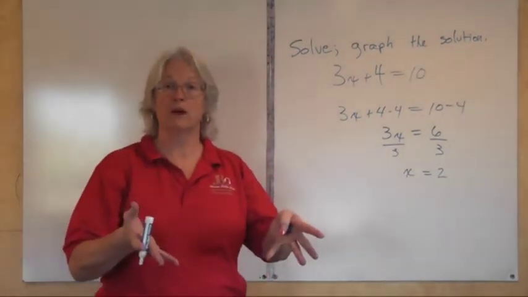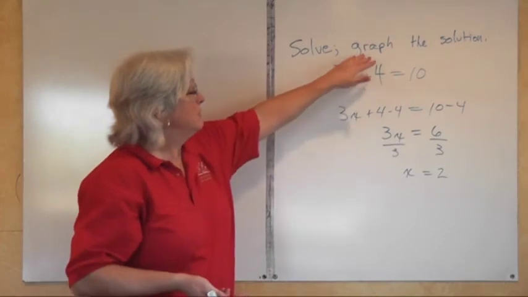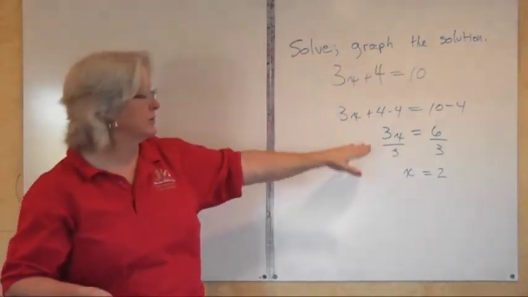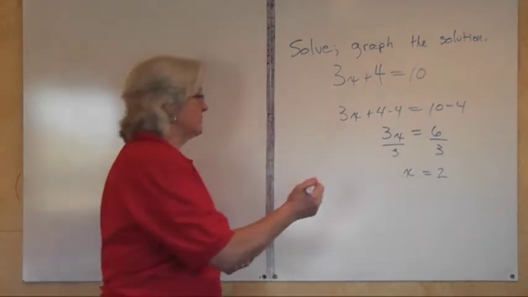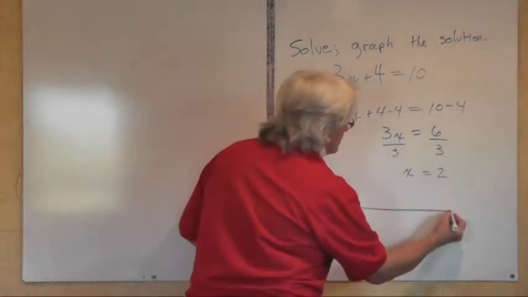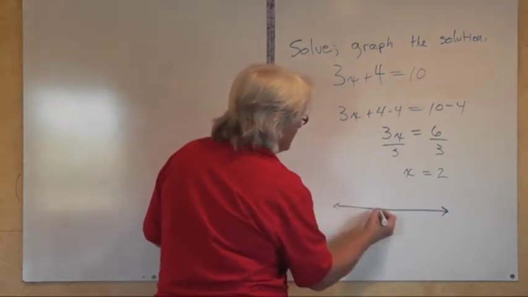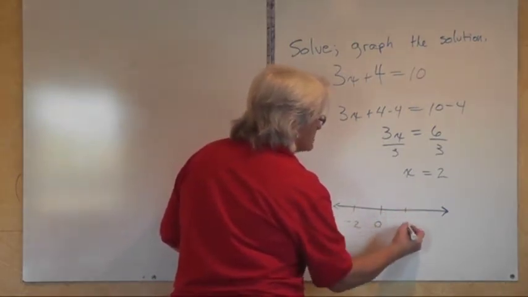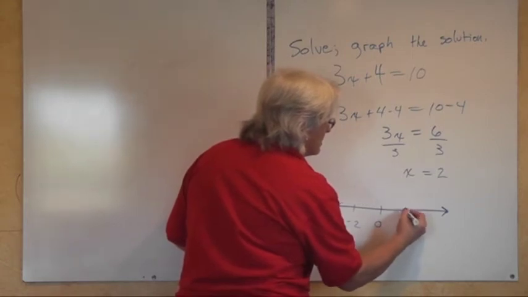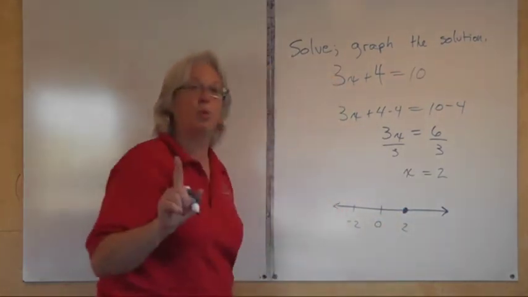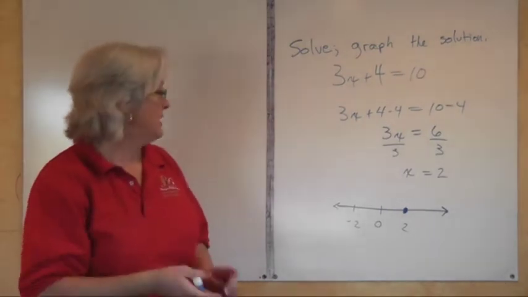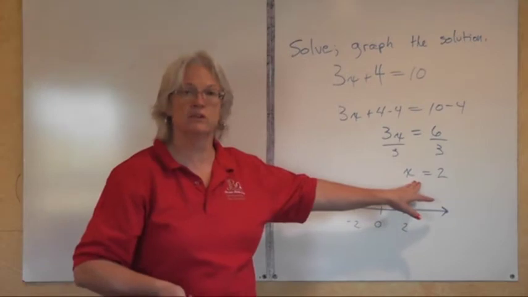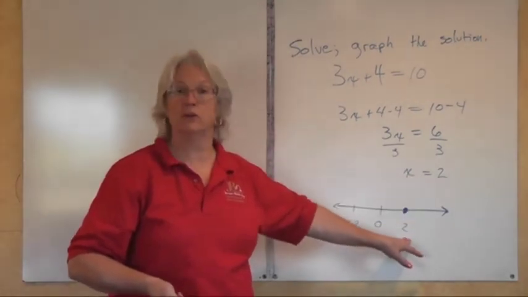Now, is that all that you have to do? No. Because your instructions say graph the solution. So how are we going to graph this solution here? x is equal to 2. You draw your number line, show a couple of points. There is one and only one solution to this equation. Only one solution for x, that's the value 2.